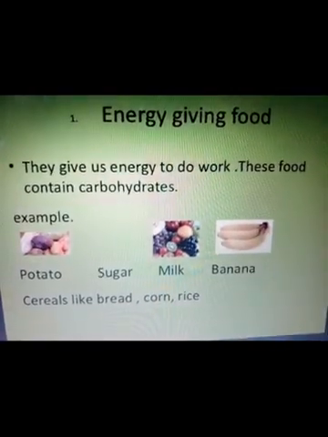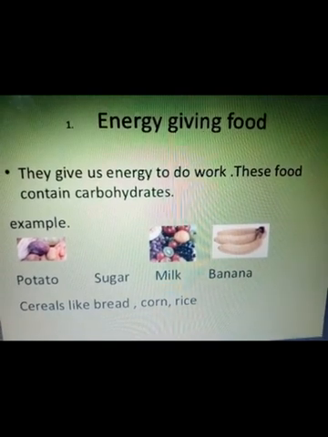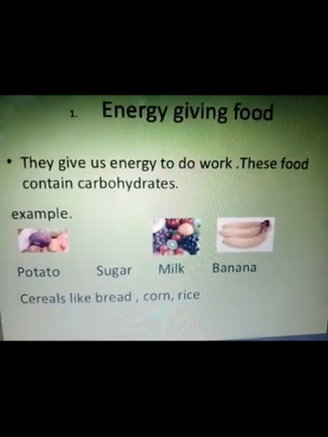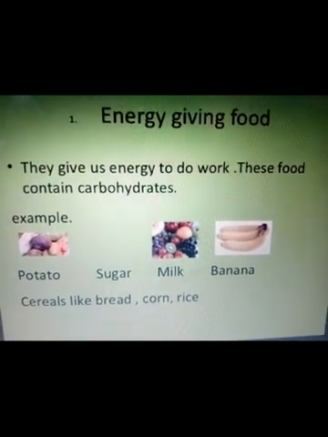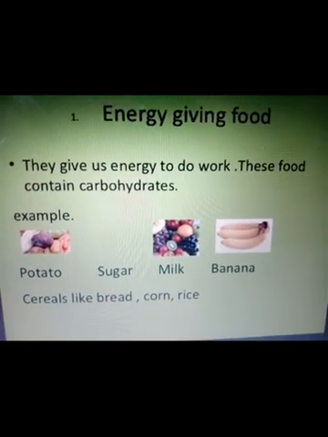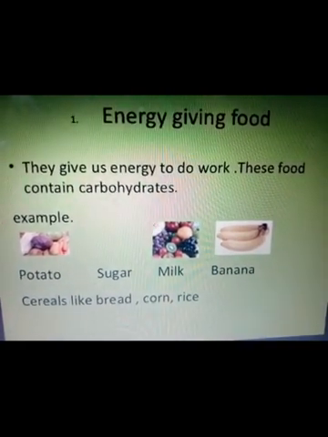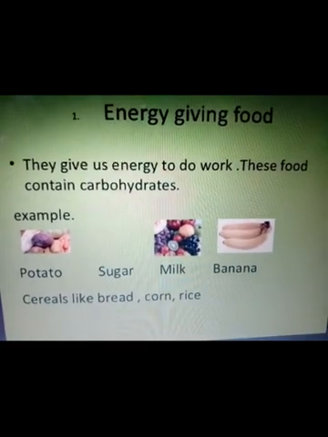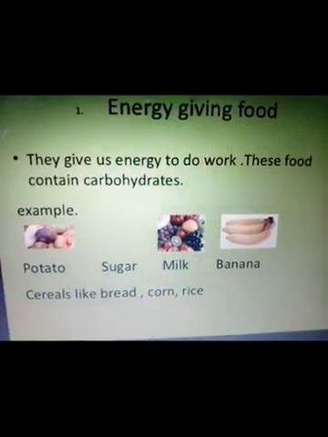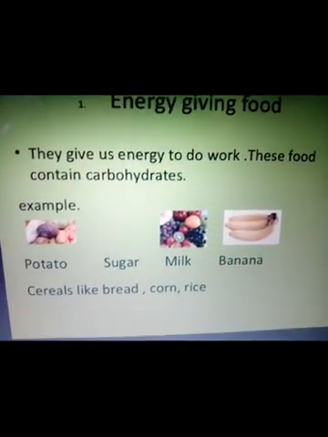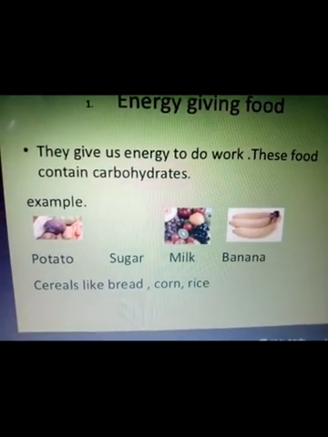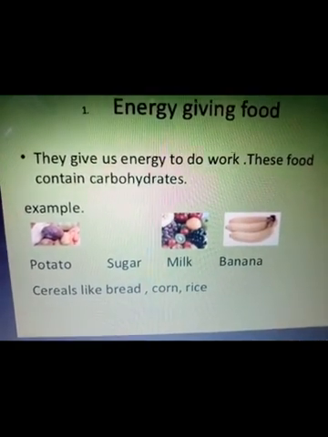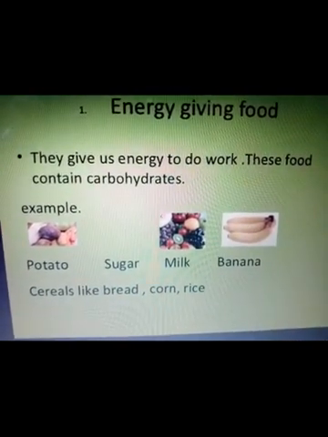Other kinds of food are energy giving food. So what are energy giving foods? The foods which give us energy to do work. For example, potato, sugar, milk, banana, cereals like bread, corn, rice. These are all energy giving food.